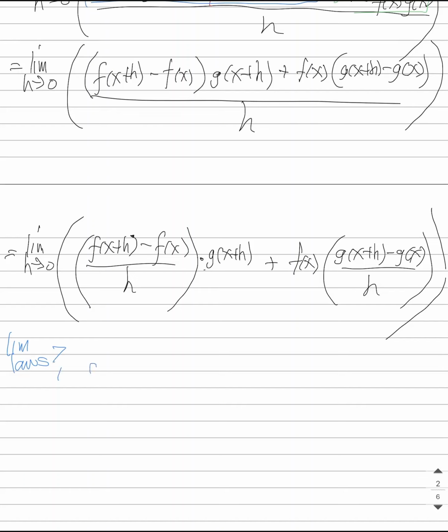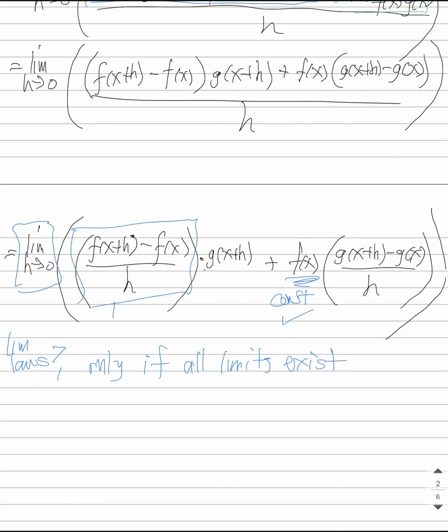Now, you can only use the limit laws if all these constituent limits exist. As far as the limit with respect to h is concerned, this thing is a constant because it has no h's, so its limit exists. We assumed that f was differentiable, so that means this exists. We also assumed that g was differentiable, which means that this limit exists. We need to know if this limit exists.